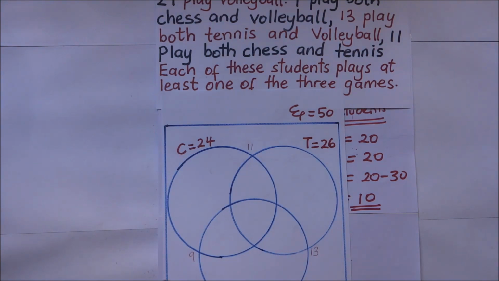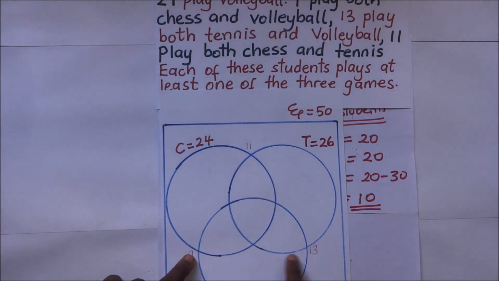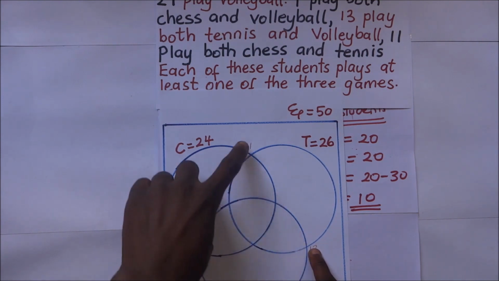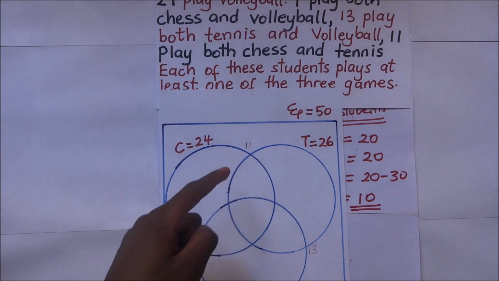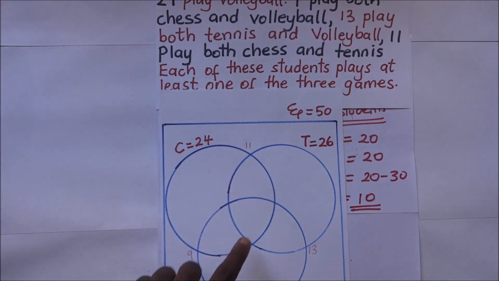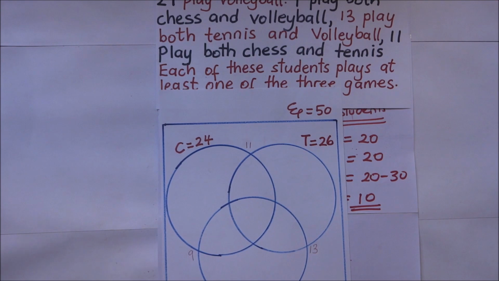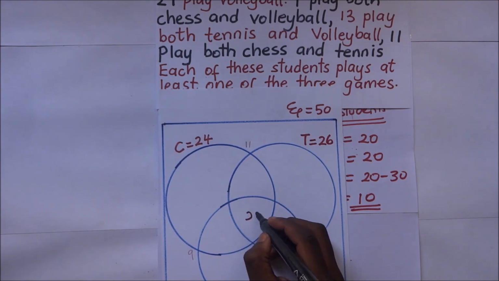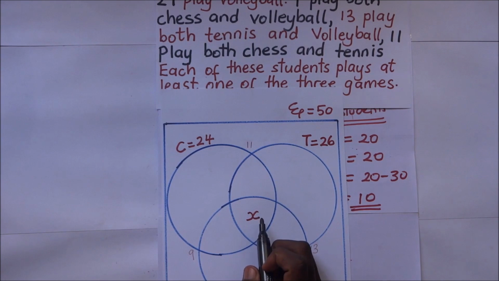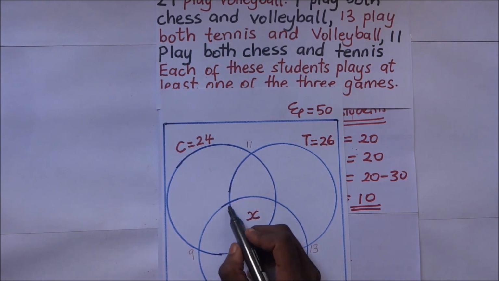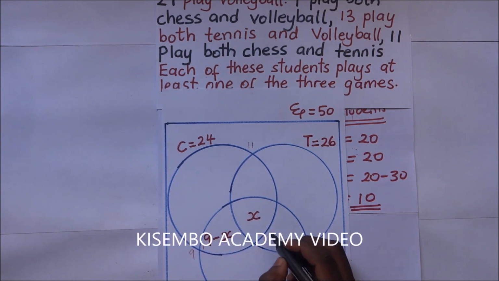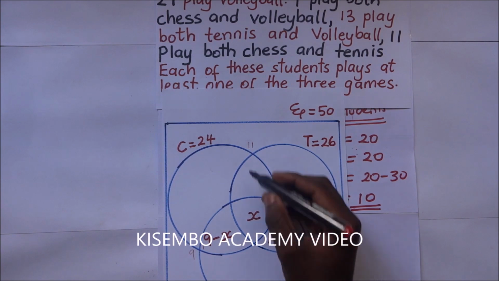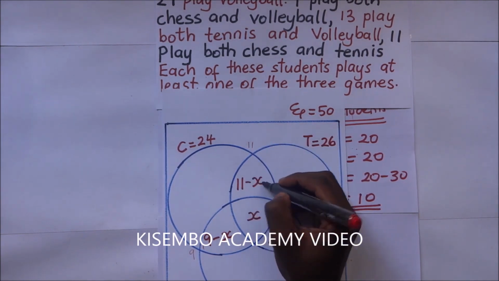Now, since we know that this 9 represents everything inside here, this 13 represents everything here, and this 11 represents everything in the intersection here, we need to feed these figures in. So, there is a certain number of students who play all the 3 games. We do not know how many, so let's call it x. If this is a value of x, the number of students who play all the 3 games, then in this portion we can say it is 9 minus x. Then right here, it's going to be 13 minus x. And then right here, it's going to be 11 minus x.